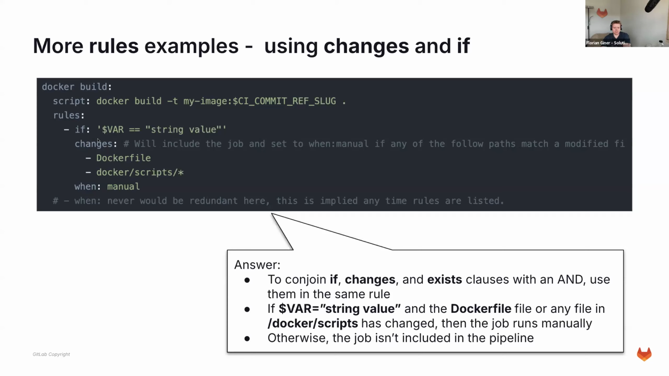So as you can see, this is an AND. If you use them in the same rule, you will concatenate them with AND. If you create multiple rules like we saw before, it will be concatenated by an OR. And this is how you can build your more complex flows.